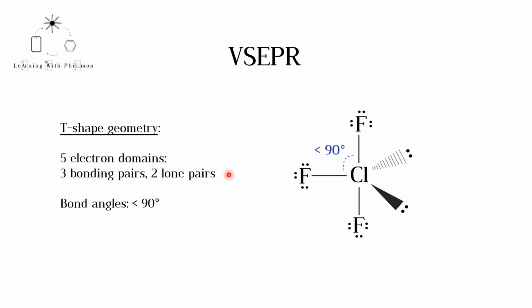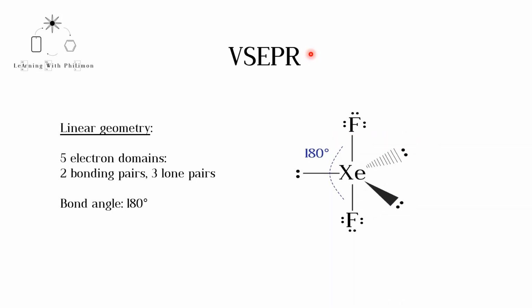As there are 3 bonding pairs and 2 lone pairs, the molecular geometry is called T-shape. This is similar to the trigonal bipyramidal geometry, but there is only 1 bond angle to consider. The bond angle between chlorine-fluorine bonds is less than 90 degrees due to the repulsion from the lone pairs of electrons. Xenon difluoride, XeF2, has the following structure.